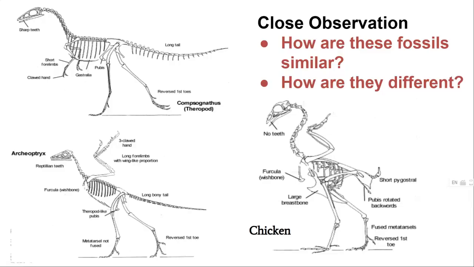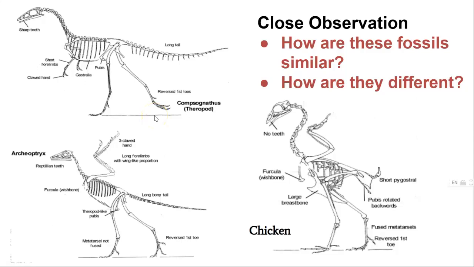So if we were to examine 3 different fossils here, we could see that the theropods, like this one at the top, are walking on 2 legs. They have relatively short arms, kind of your traditional Tyrannosaurus rex type fossil. And this is a group of dinosaurs called the theropods. We looked at these fossils and we said, well, there's a long tail, and they have reversed first toes.